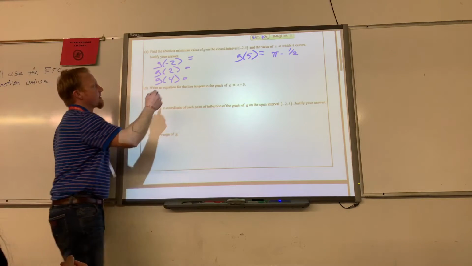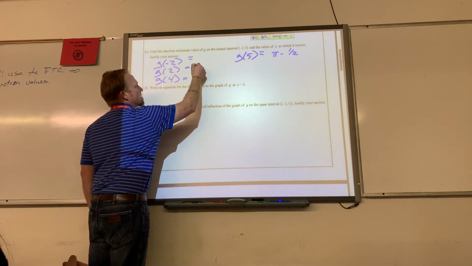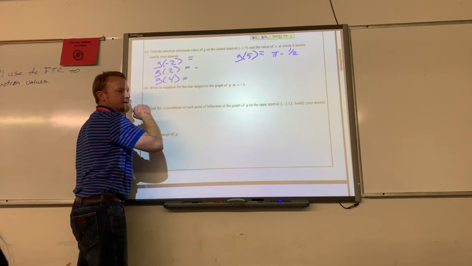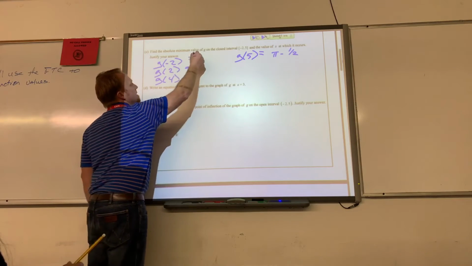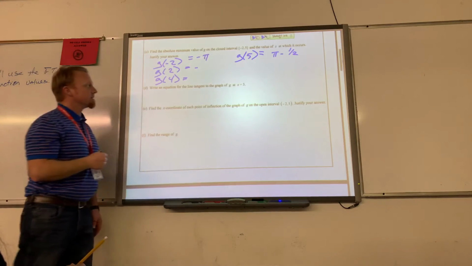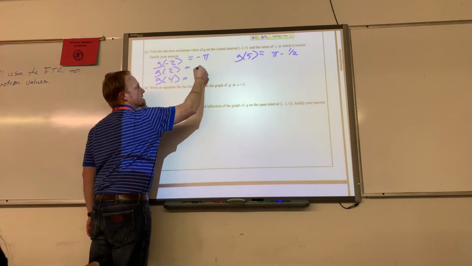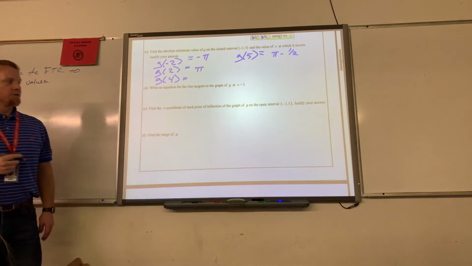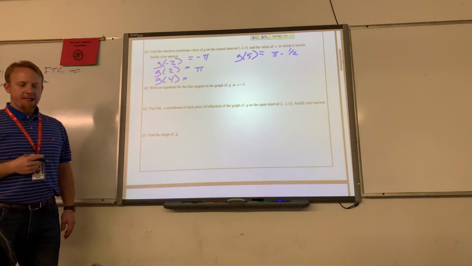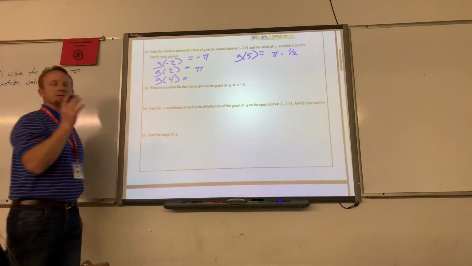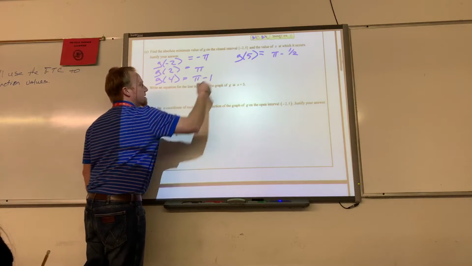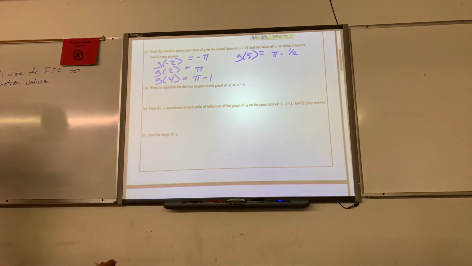What else do we know? G of -2 is negative pi. Have we done G of 2 yet? No, but it should be pretty easy to figure out. It is pi. G of 4? Pi minus 1. Everybody good on finding G of 2 and G of 4, even though we haven't done those already?